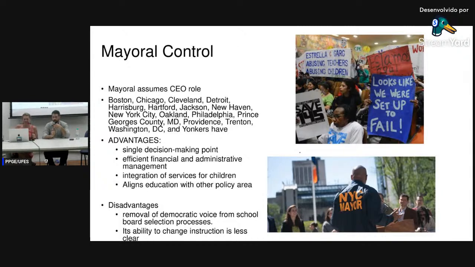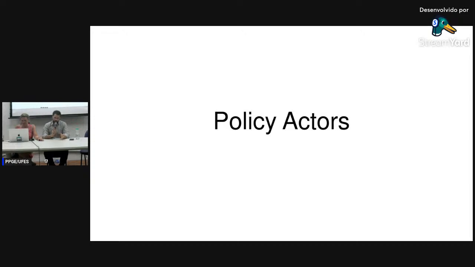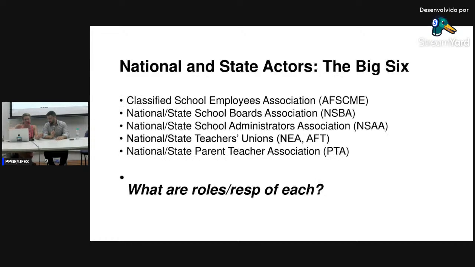Okay, let's talk about other policy actors in the policy environment of schools. At the state and national level, there are associations of people across schools, including an association for the school board members, for the school administrators, which would be superintendents, for teachers, and for parents, and school employees like lunch people and cafeteria staff.